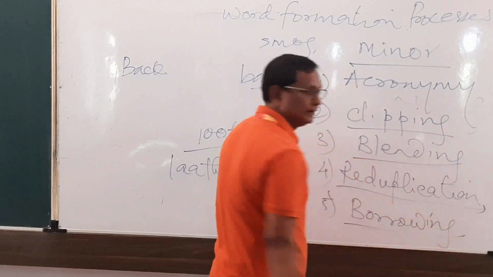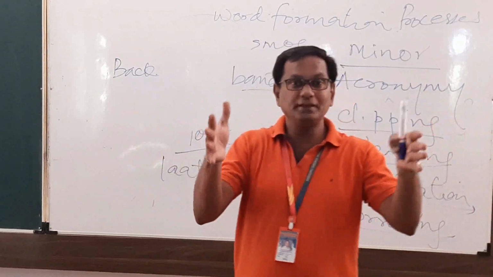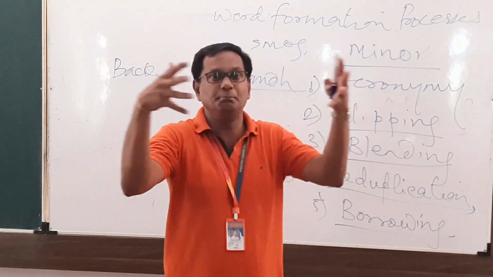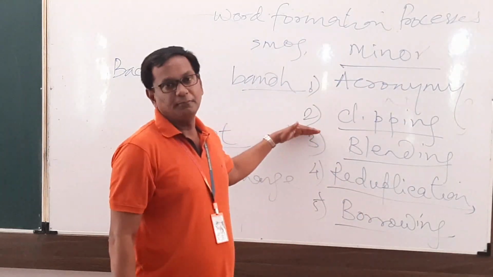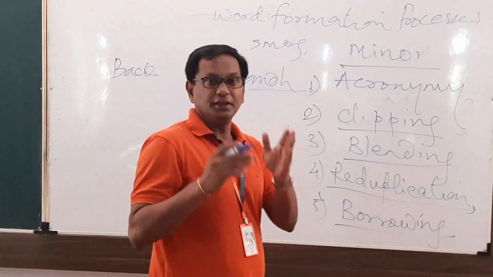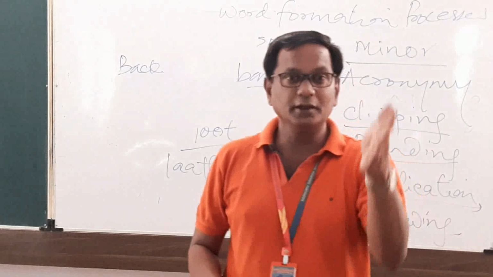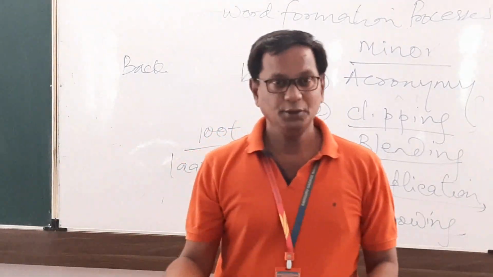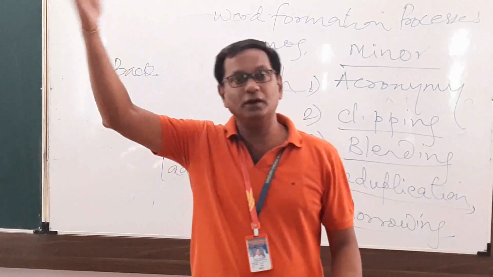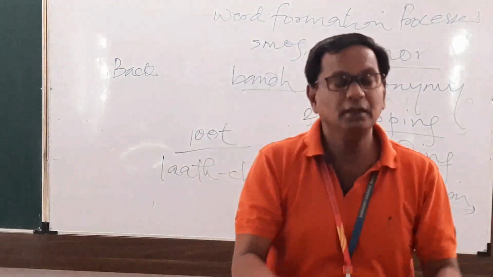Next we have blending. Blending is the minor process of word formation in which two bases blend with each other. Usually the first part of the first word and the last part of the next word blend with each other, and a word is formed by this blending. Brunch is a very common example. So this is a blend word that is formed of two bases, breakfast and lunch. By taking the first part of the word breakfast, br, and taking the last part from the next word, that is lunch, we form the word brunch.